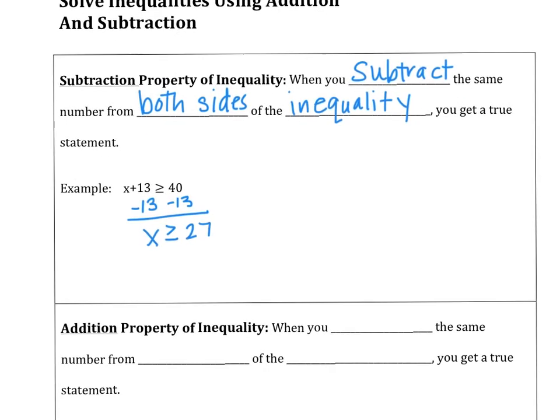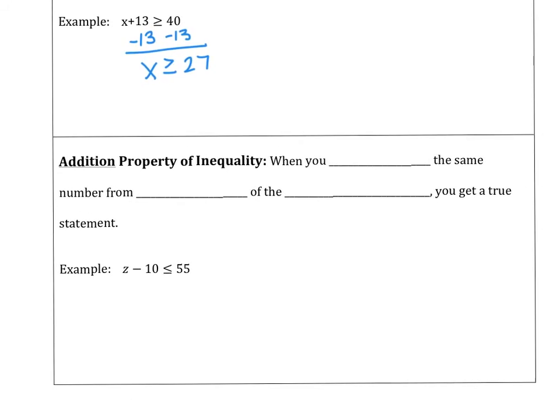The next one is the addition property of inequality. And here, when you add the same number to both sides of the inequality, you get a true statement.